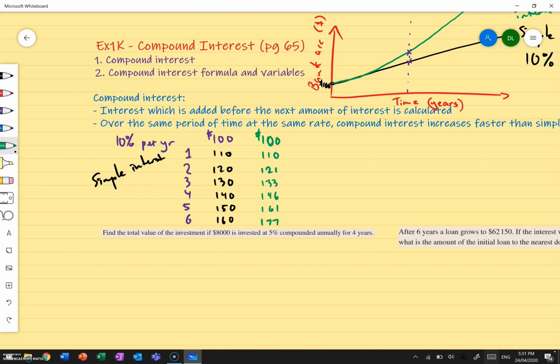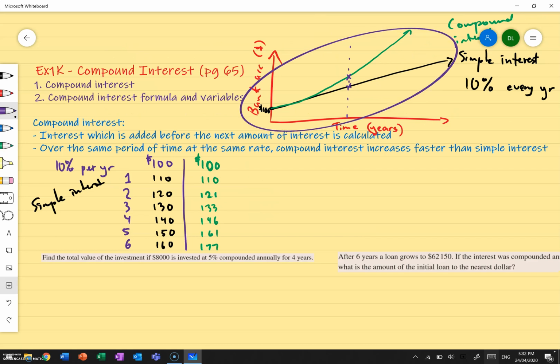So you don't have to follow along, but you can see that there's a difference. With my simple interest, which is on the left, after 6 years, I ended up with $160, versus with compound interest, I ended up with $177. So you can see that the amount you increase by gets more and more and more, rather than simple interest, which is a straight line, as you can see from our diagram over here. So that's the idea with compound interest.